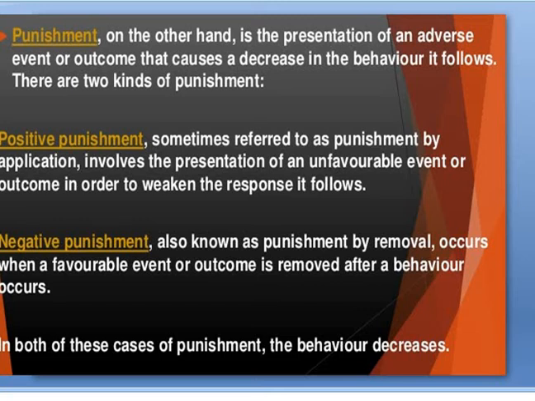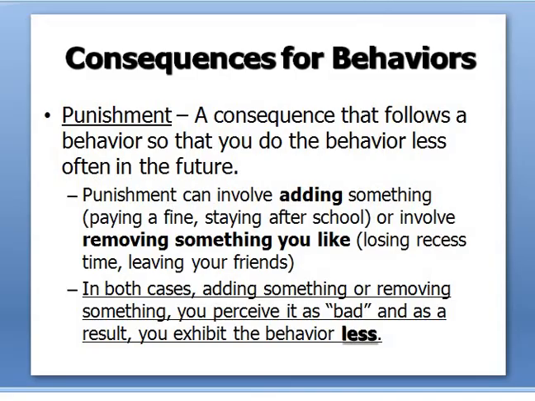And negative punishment, also known as punishment by removal, occurs when a favorable event or outcome is removed after a behavior occurs. In both these cases of punishment, the behavior decreases, not increases, decreases. So punishments are consequences that follow a behavior so that you do the behavior less often in future. Punishment can involve adding something, paying a fine, staying after school, or removing something you like, losing recess time, leaving your friends. In both cases, adding something or removing something, you perceive it as bad. As a result, you exhibit the behavior less.